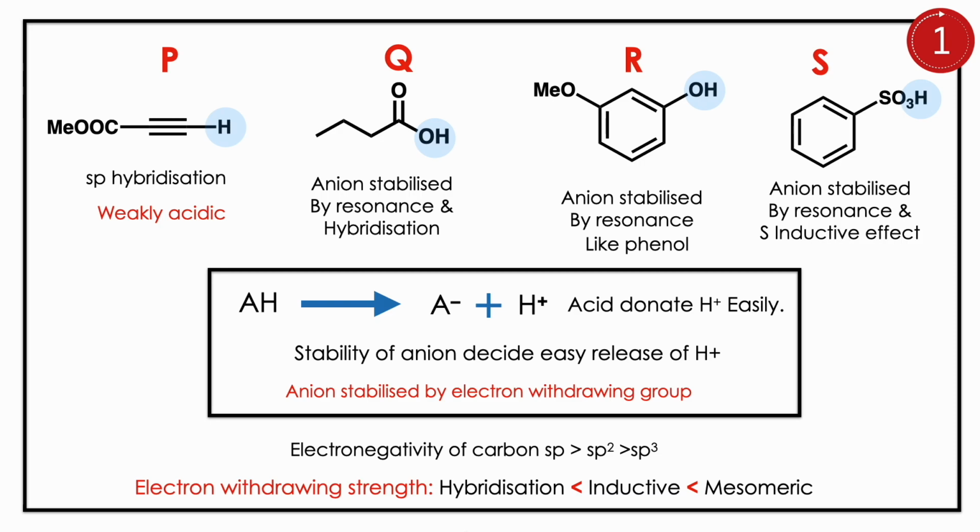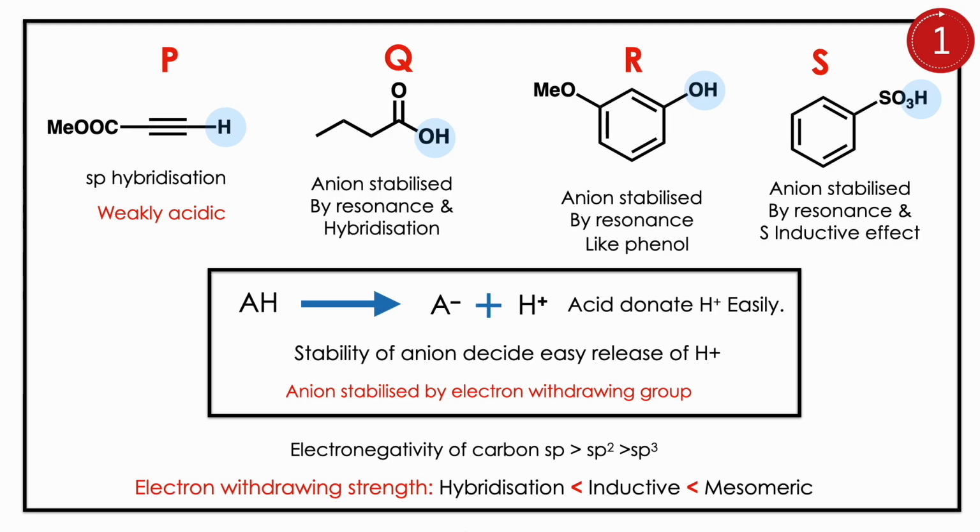The question is about priority, meaning which effect is dominant over other. If you look at the Q, you can straight away eliminate because it's an acid, so it is relatively strong acid. If you look at the R, it's a phenolic OH, it's also acidic. If you look at the S, anion stabilized by sulfur like sulfuric acid, so it's also strong acid. So the only possibility is P, it's a weak acid.